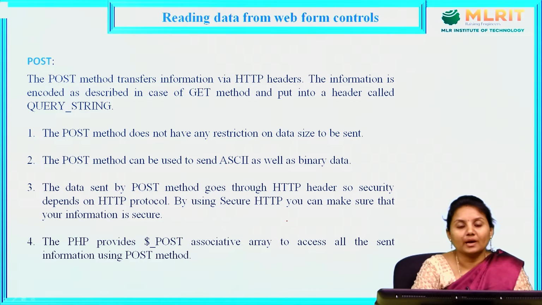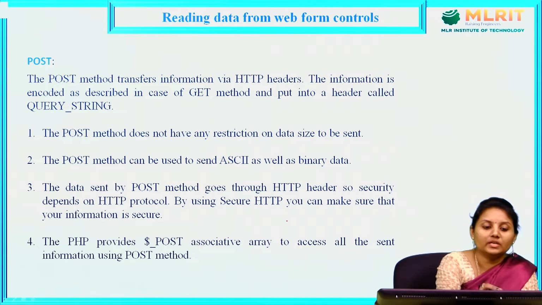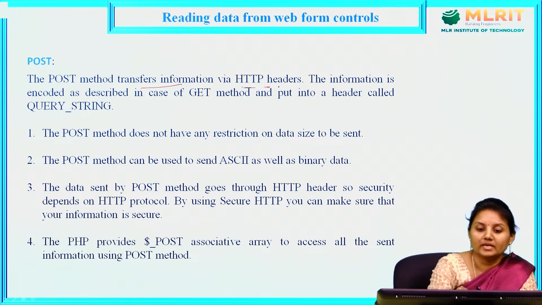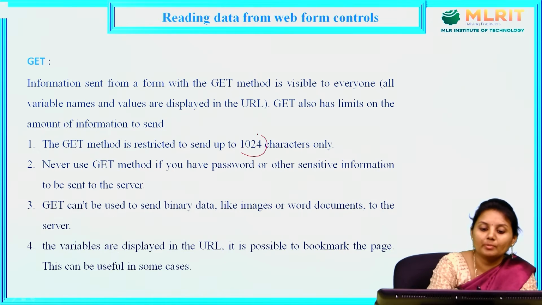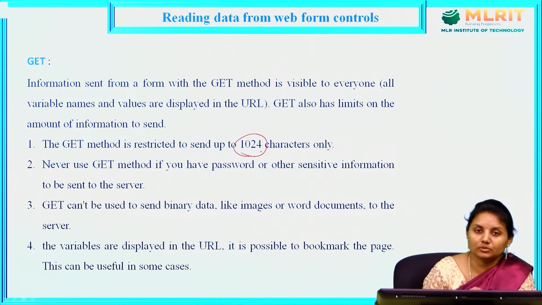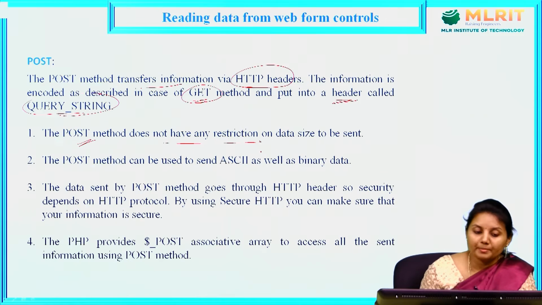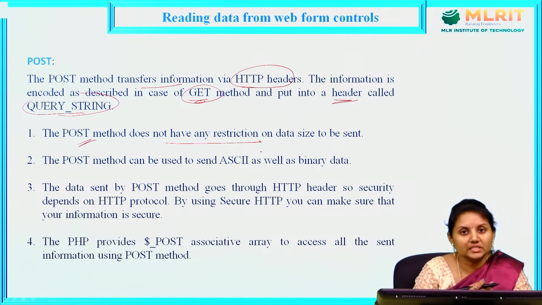Post method. So coming to the post method, it will give you invisible data. Whenever you are transmitting the information via HTTP headers, the information is encoded, whereas in the case of get method, it is appended and put into the header called query string. Okay, post method does not have any restriction on the data size to be sent. So here get method is having how many characters? 1024 characters only can be sent using get method. But using this post method, you can send any length of values.